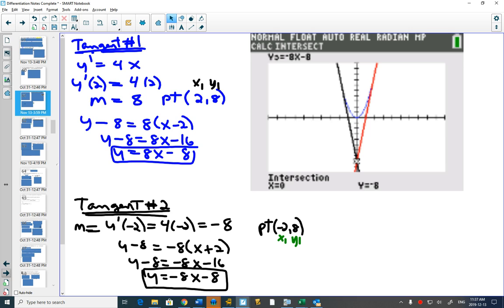Now, just to remind ourselves of some of the technology that you have, if these two tangent lines were quite different and you wanted to find out where they intersected, you could type one into y1 and one into y2 and use your graphing calculator to find the intersection point. That would be really quick. But in this case, you could just see it from the equations. You're like, hey, wait a minute, they have the same y-intercept. That's where they intersect.